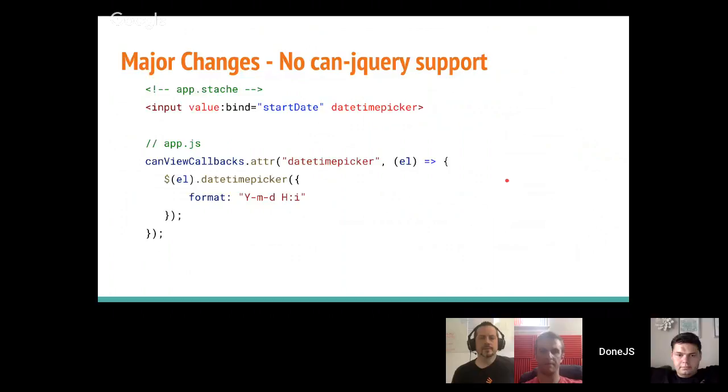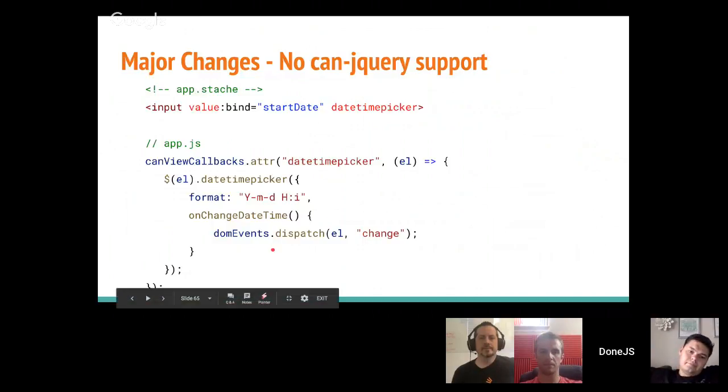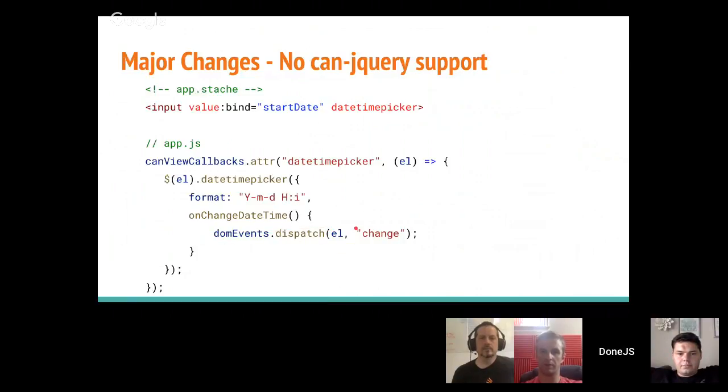In this case, what I did is I took a look at this plugin and found that it has this method that you can override in order to handle when the datetime changes, and you can dispatch the events yourself. So that's one situation. If there's a way that you can hook into the plugin, figure out when it's going to dispatch change events with jQuery, then you can dispatch them with CanJS's event system.